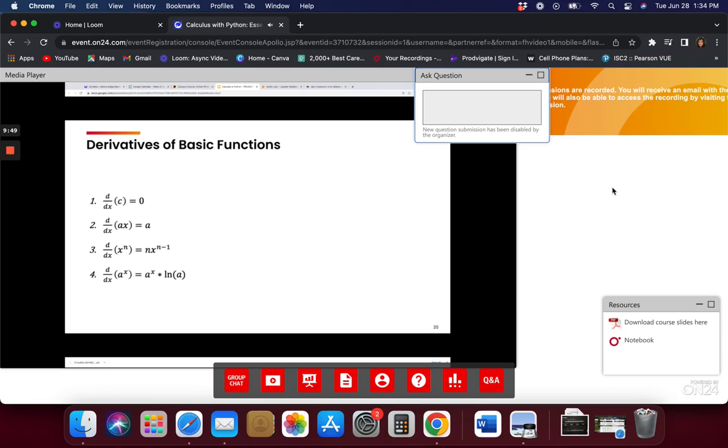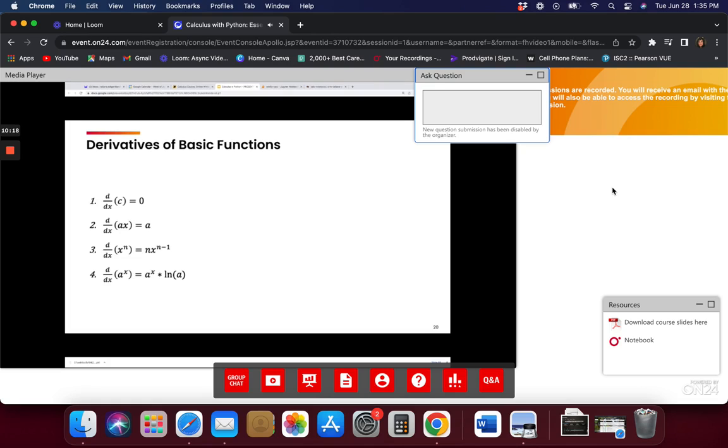The slope of any line is just defined by the slope of that line, which makes sense. And then the derivative of x to the n, and we're not going to go through the derivation of this, but essentially you pull the n out front, and then you raise x to the n minus 1. And then the derivative of a raised to the power x is just equal to a to the x times the natural log of a.